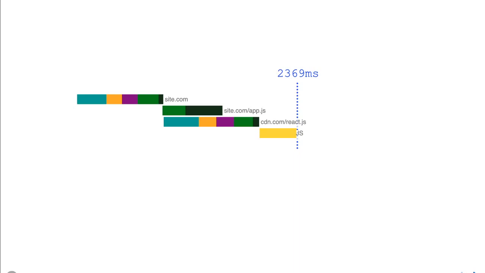It's going to say, well, we do the same thing for app.js. In the case of app.js, we don't need the extra round trip to do the DNS and everything, because we can reuse the TCP connection that we already have. And then for cdn.com, we do the round trips.